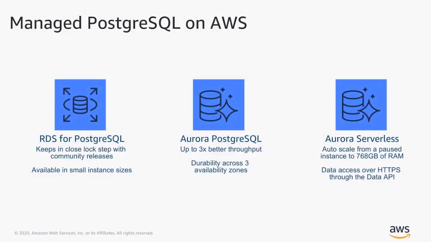So with Managed Postgres on AWS, you really have these three options. RDS for Postgres, which stays very close to community releases. And then you have Aurora Postgres, which is designed to give much higher throughput and has built-in durability and availability across 3 availability zones. And then Aurora Serverless, which can automatically scale from literally a paused instance with no compute at all, just storage, all the way up to a very large instance with up to 768 gigs of RAM, and also gives you the data API HTTP access.